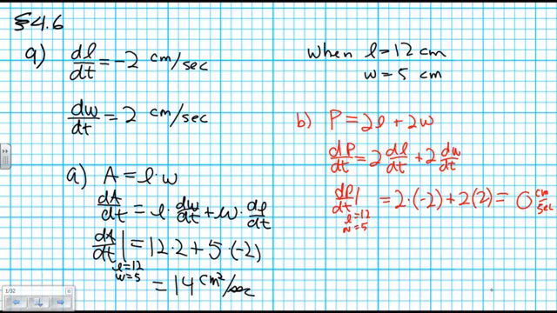Okay. And that should make sense. Where the width's getting bigger, or the length's getting smaller at the same rate as the width is getting bigger, so they cancel each other out. Okay. And then the last one.